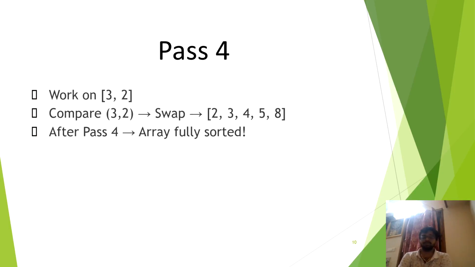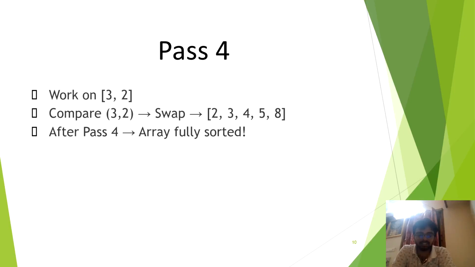Here we come to pass 4. Let's see how we are able to work here. The same thing we are going to repeat what we did in pass 1, pass 2, pass 3. We are taking the first 2 elements, 3 and 2. As we are comparing the first 2 elements, obviously 3 is greater than 2. Swapping is done. Once swapping is done, we write the elements: 2, 3, 4, 5 and 8. What you notice here? All the elements are sorted in the correct order. Every element has retained its own position in ascending order.